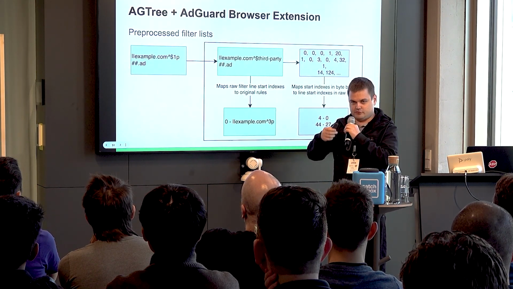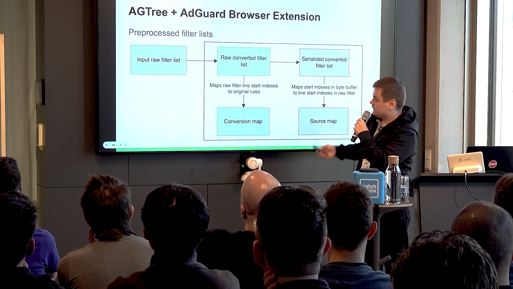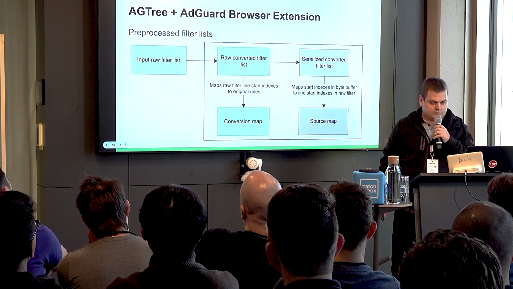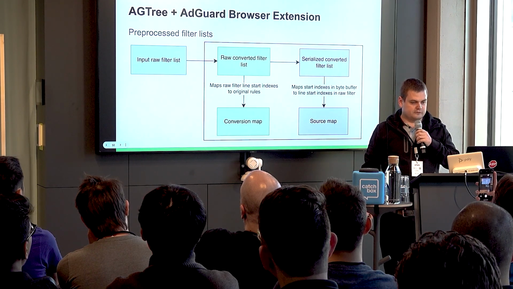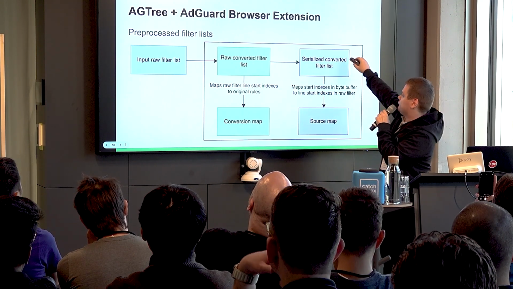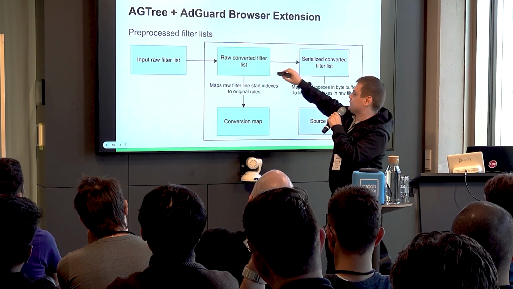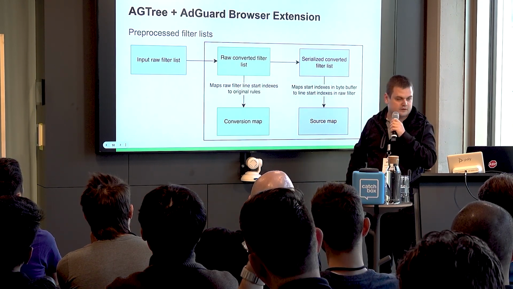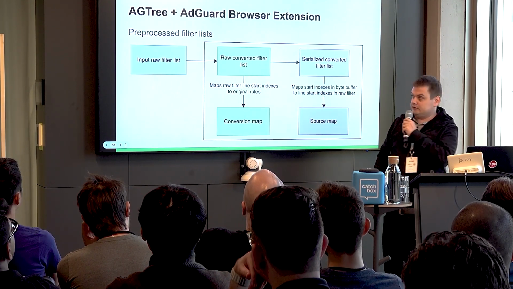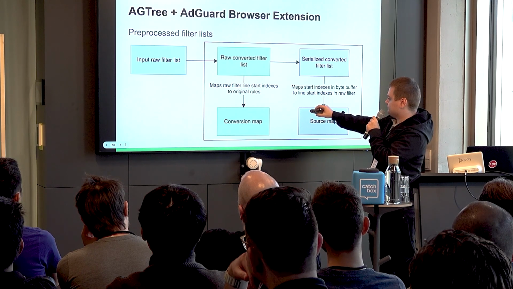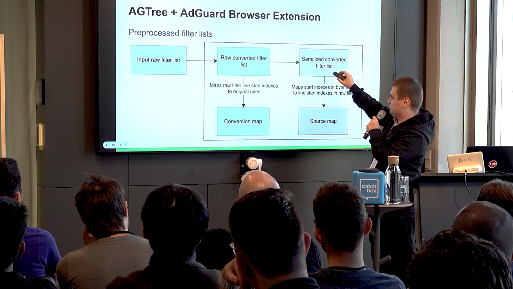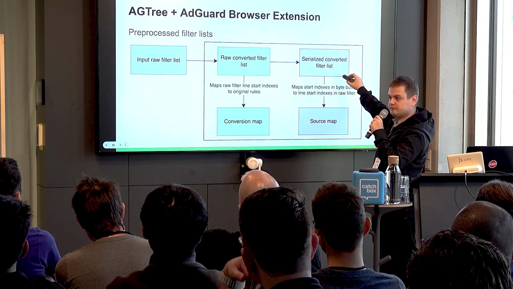And let's see how things are connected. Additionally, we need the AST of the converted filter list, which is stored in binary format. So this serialized converted filter list is just the AST representation in binary form. And when we pass a rule to the engine, we know the rule start index in the byte buffer.